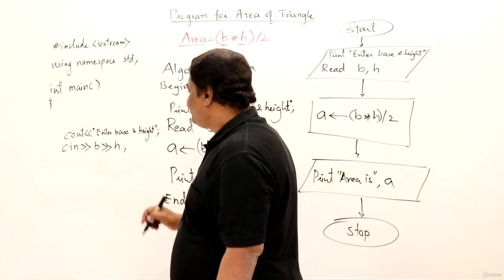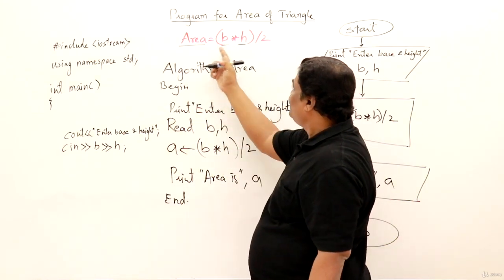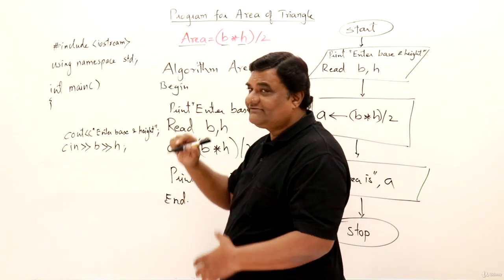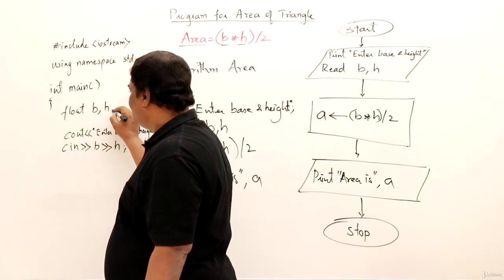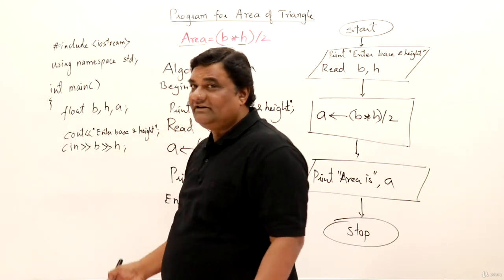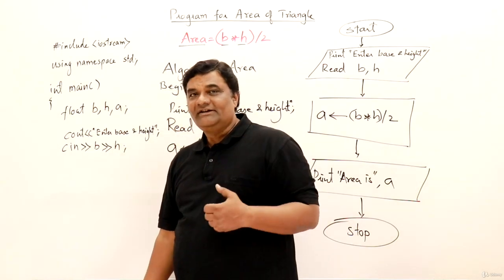Which type of variables do we want here? See, this result should be a float. So let us make everything float. So I will declare them as float: base, height and area. So I have three variables, all of them of type float.